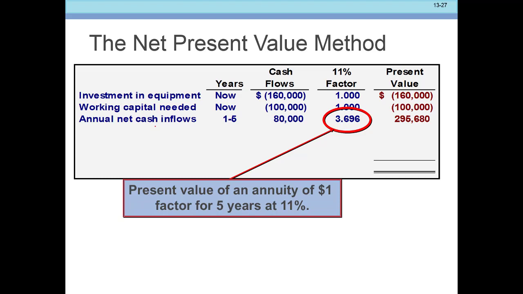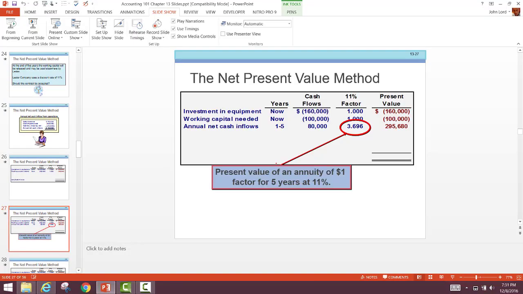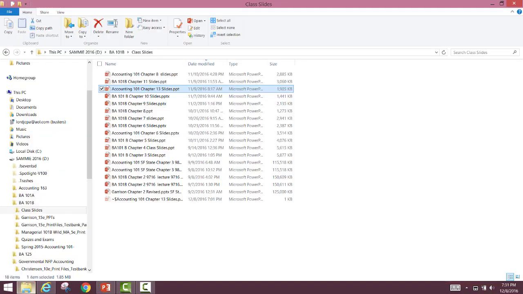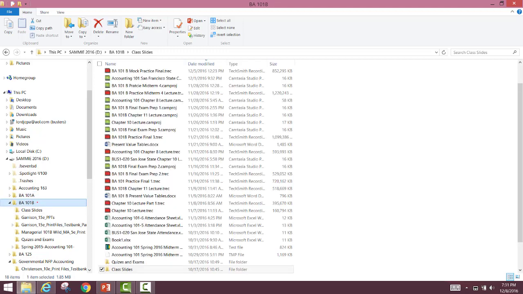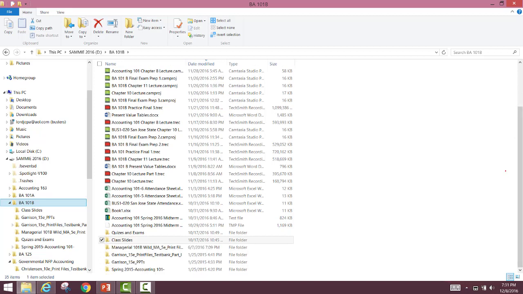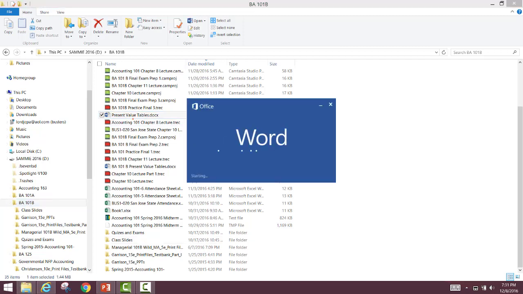Now, how do we use that table? I'm going to go ahead and try to find that file without too much disruption here. Let's see if I can find it quickly. That's a dream that I'm going to find it quickly. Present value tables. Well, that didn't take too long. Don't say anything, John. It hasn't opened yet. Okay.